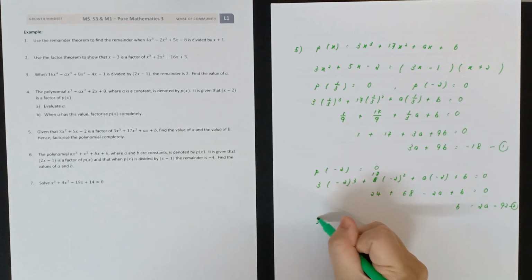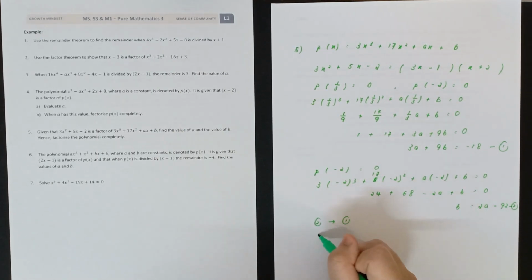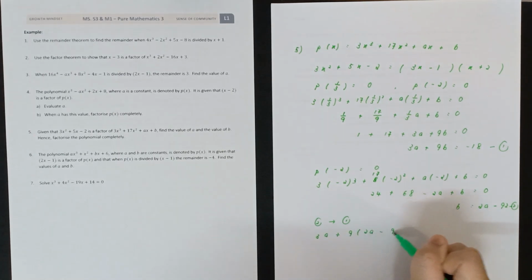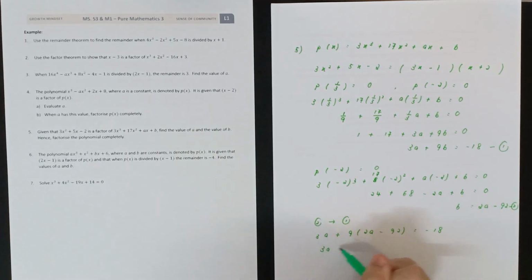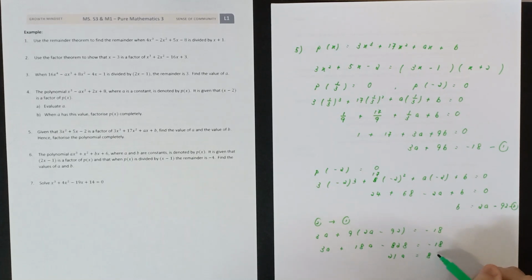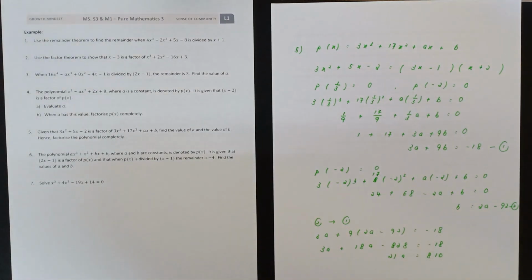Okay, so 2 go into 1. So I'll get 3a plus 9 times (2a minus 92). Yeah, so actually until here you should be able to continue by yourself already. So make sure that you are not copying, so you can always do it by yourself to check. Okay, 18a and then 18a minus 828, so equals to negative 18. 21a will be equals to negative 18 plus 396.